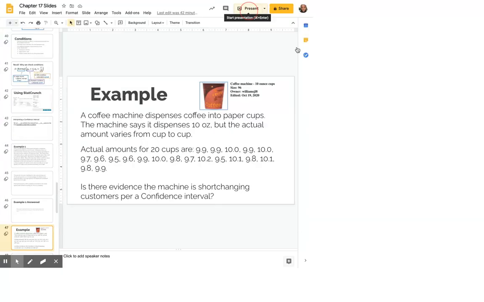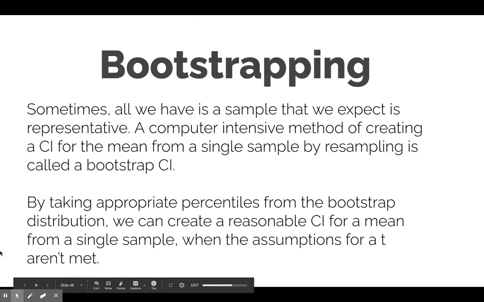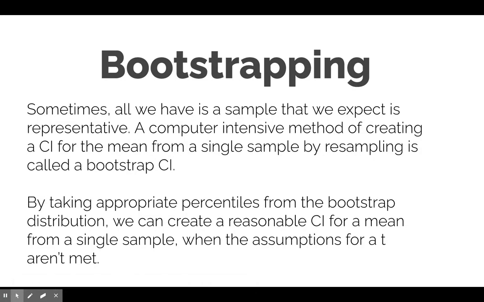Okay, so one last topic to close out this video with, and that is bootstrapping. So sometimes all we have is a sample that we expect is representative. There is a computer-intensive method of creating a confidence interval for the mean from a single sample. So remember, the whole idea of confidence intervals is we take many, many different samples and construct intervals off of those. Well, sometimes you only have a single sample. And what bootstrapping does is it essentially allows us to create confidence intervals when you have just a single sample.